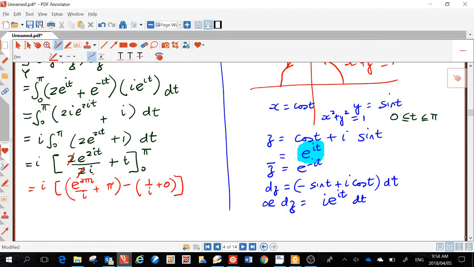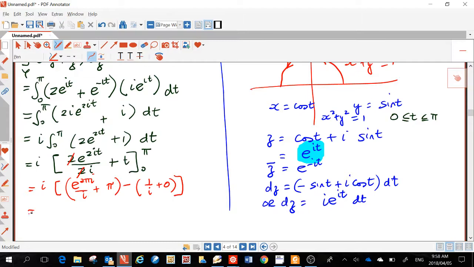First put in pi, e to the 2 pi i upon i, plus, put the pi there as pi. Subtract, then you substitute 0. e to the 0 is 1, not 0. So 1 over i plus 0. Right, so let's see if we can get this right now.